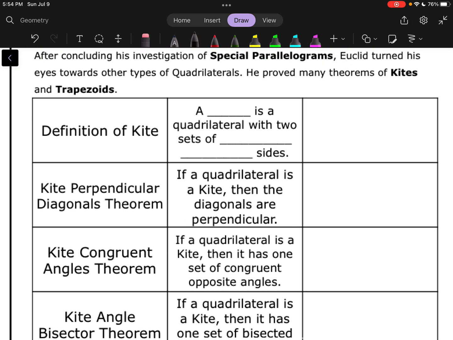We're going to start off with the kite. What's a kite? A kite is a quadrilateral with two sets of consecutive congruent sides. So it's going to oftentimes look like this, where we've got these two sides being congruent and these two sides being congruent. That is certainly different than the parallelogram family, where all the opposite sides were congruent.